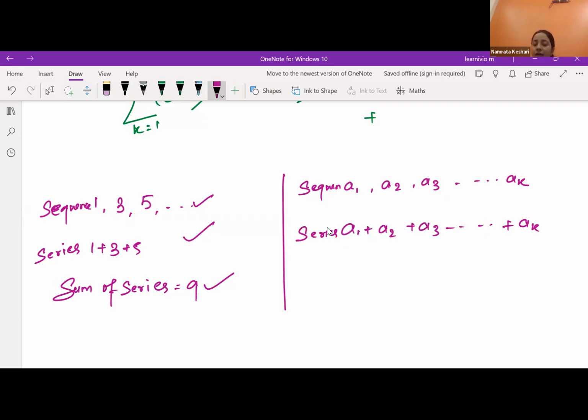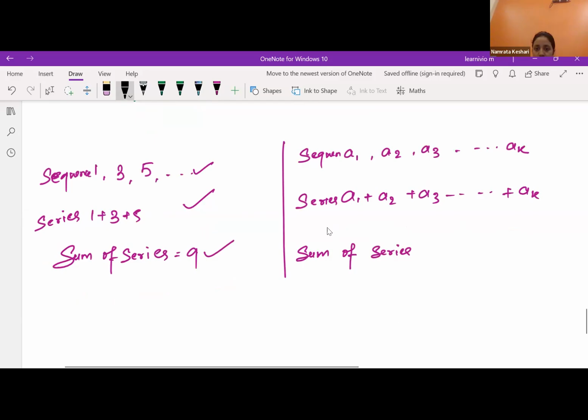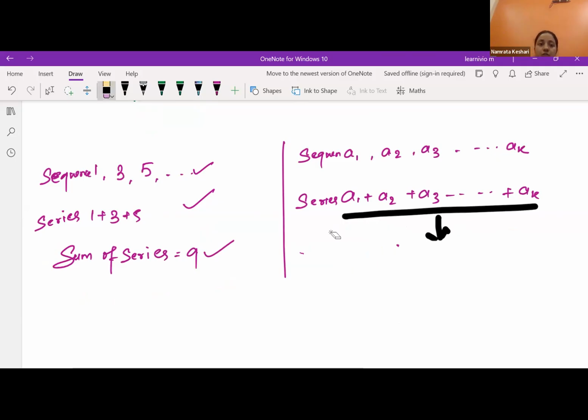Now if we have to find the sum of the series, in statement form we can write the sum of the series equals all of them added together. But there is another way to represent the sum of the series. This addition can also be represented in another way, using this notation. Maybe you are seeing this notation for the very first time. This is called sigma notation.